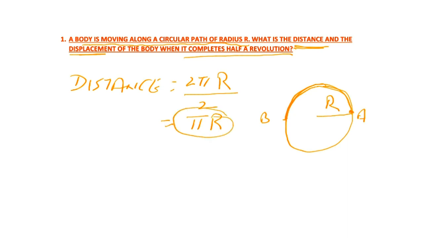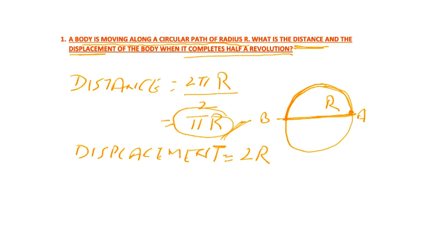Clear? But if we talk about displacement, we know that displacement is the shortest path between the initial and the final position. A is the initial position and B is the final position. So the shortest path is AB, meaning the diameter of the circle. The diameter is twice the radius. So the distance is pi r in this case, and the displacement is 2r, the diameter of the circle.